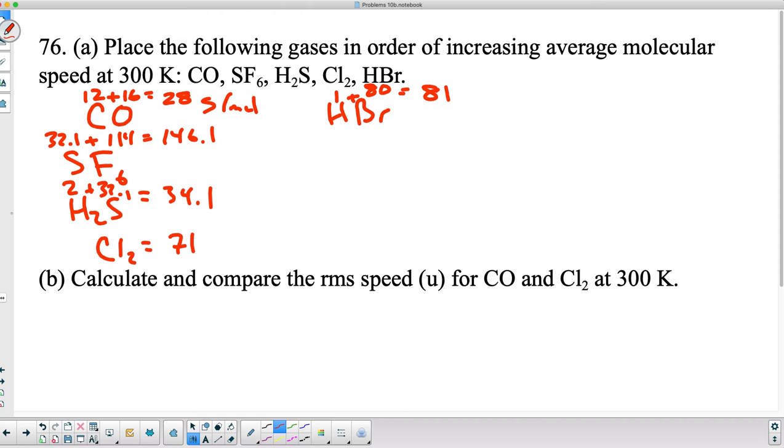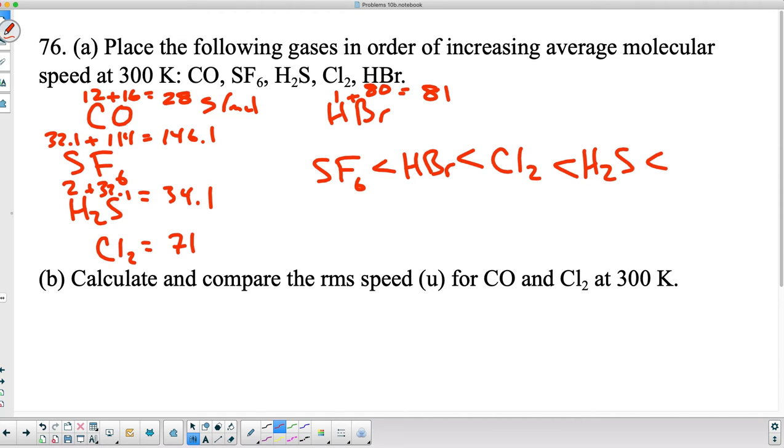So all I have to do now to put them in order of increasing average molecular speed would be to start with the highest molar mass, which would be SF6, and then larger in speed than SF6 would be HBr. Larger in speed than HBr would be Cl2. Larger in speed than Cl2 would be H2S. And then finally, the last one is that.